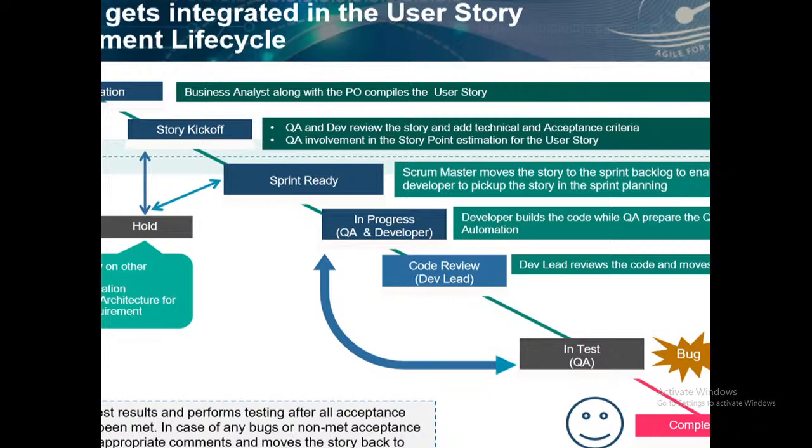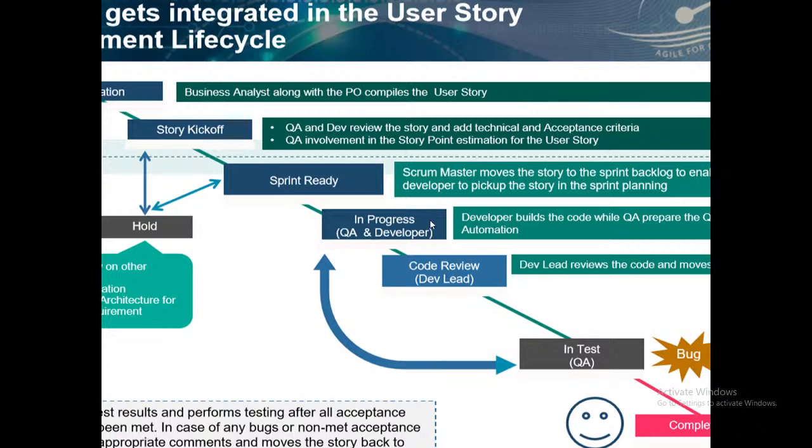They review the story, they add more details to the story, and they are involved in estimation also. So the QA team is involved with the story from the beginning of the sprint. QA is involved in adding acceptance criteria, and in story point estimation for the user story. So in a Scrum project, QA involvement starts from the beginning of the story.